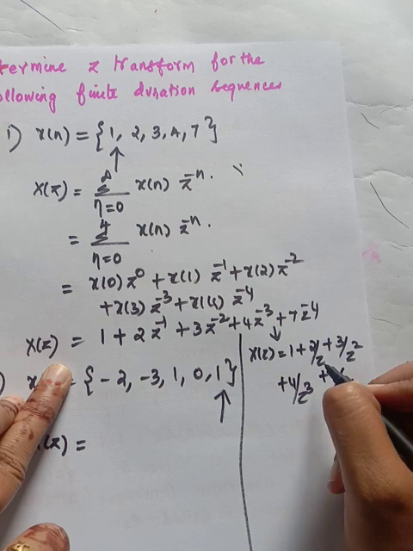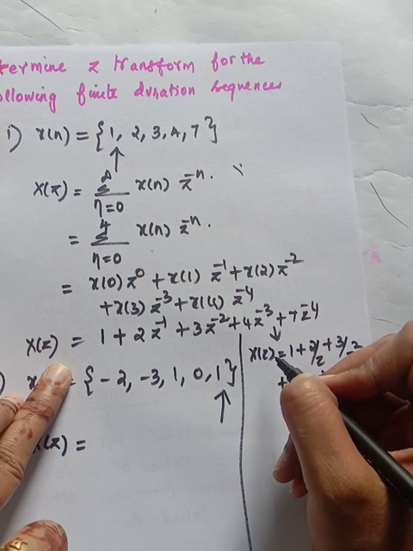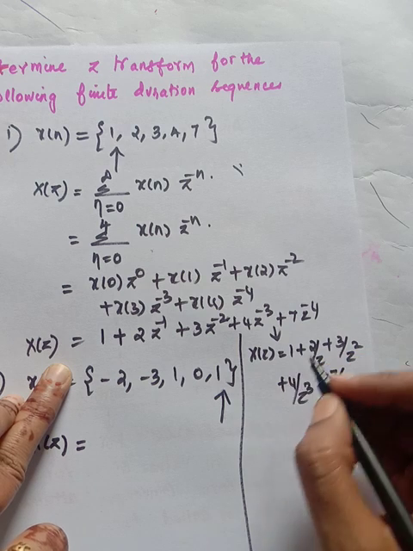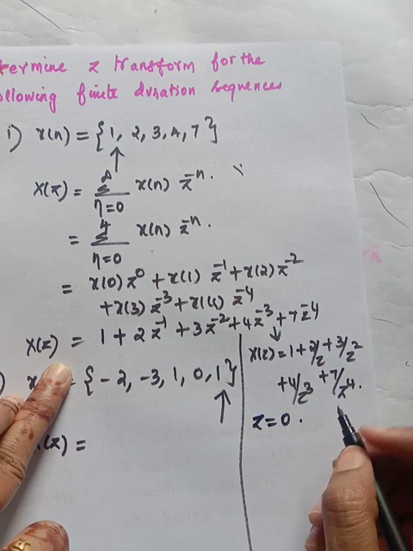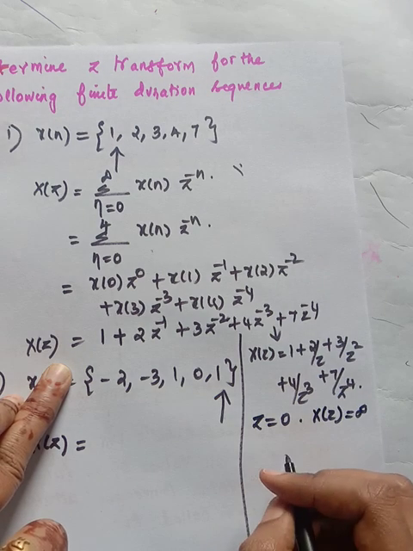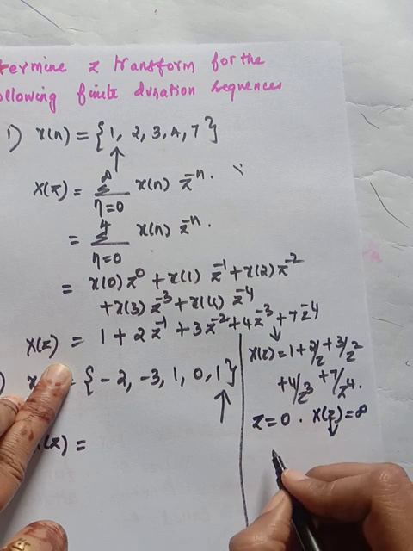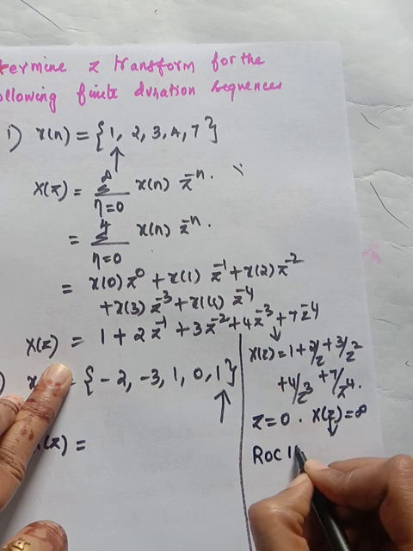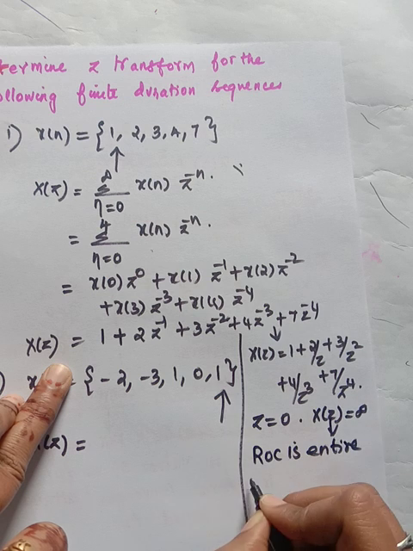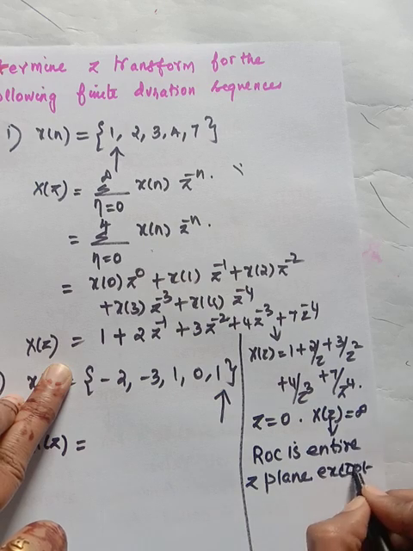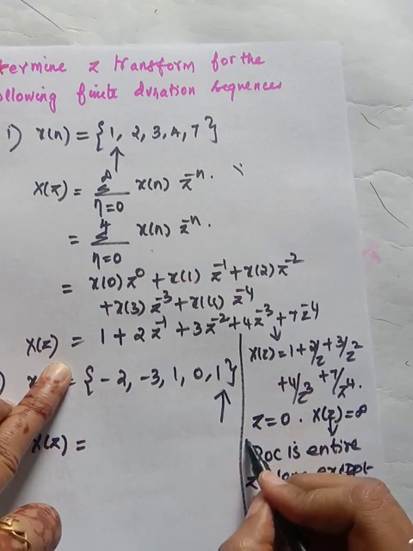For which value of z should this not converge? When you substitute any value of z, you have to check it. When you substitute z equal to 0, this will become infinity. So at z equal to 0, the X of z value does not converge and it becomes infinity. It will not attain a finite value. So in this case, the region of convergence is the entire z plane except z equal to 0. Like that you need to write it.